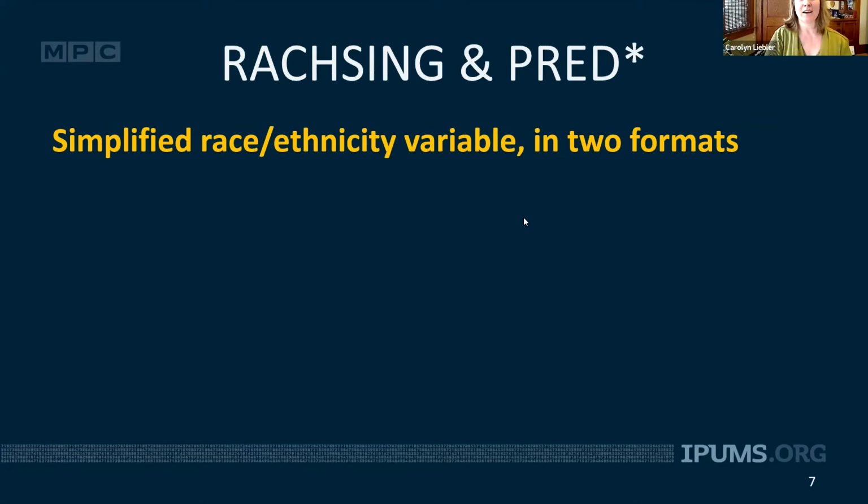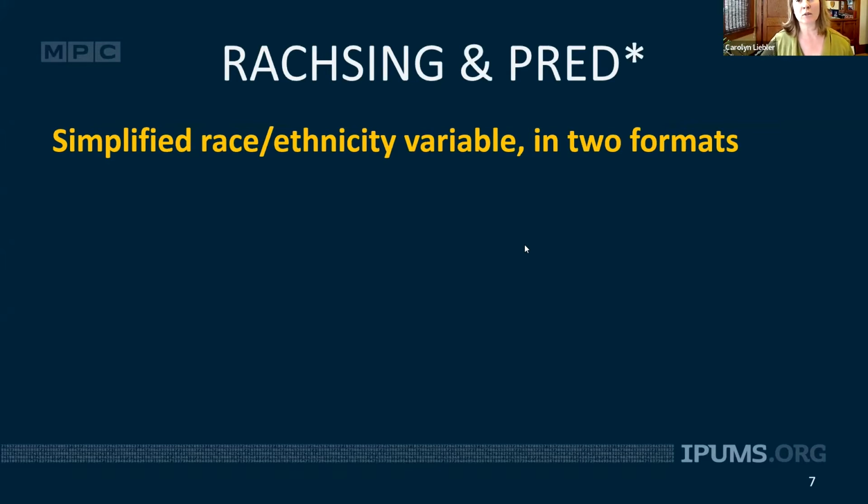So I was responsible for making RACHSING and the PRED variables, and I also made RACHSING and previous variables. So that's why I'm sharing today. RACHSING and PRED variables are a simplified race ethnicity variable in two formats. So they are the same information in two different formats.